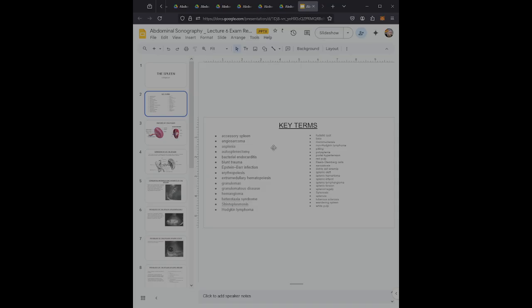And I have some key terms here. So an accessory spleen is a small island of splenic tissue that is often located near the splenic hilum or near the tail of the pancreas, and we refer to this as a splenule or a splenunculus, or some may say it is a supernumerary spleen.